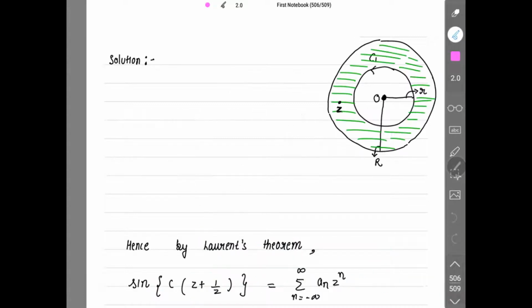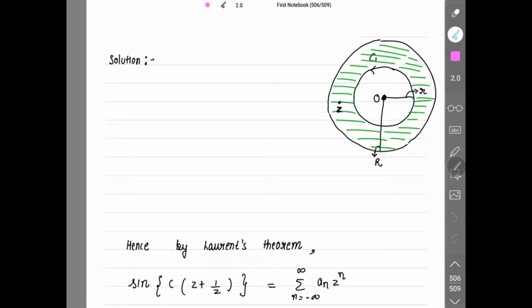Okay, so let's start with the solution. In this diagram, I have an annulus with radii small r and capital R, where small r is less than capital R. This is the first circle, C1, and this annulus is centered at 0. And we have any point z in this annulus, right?